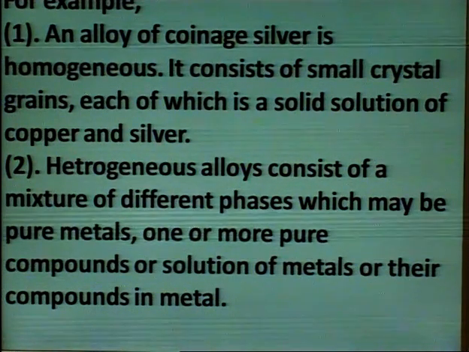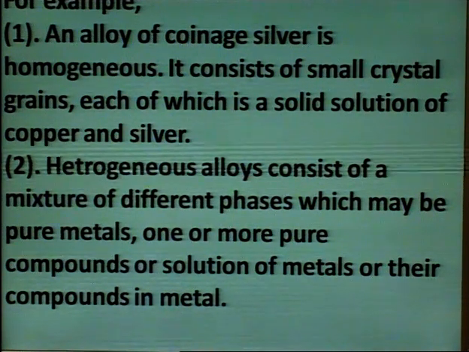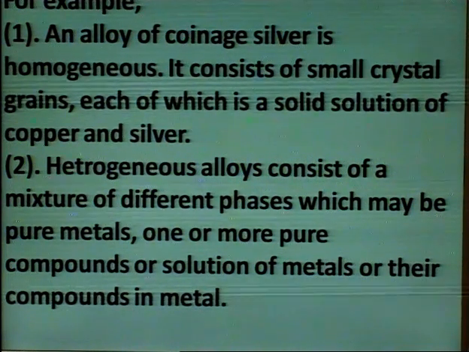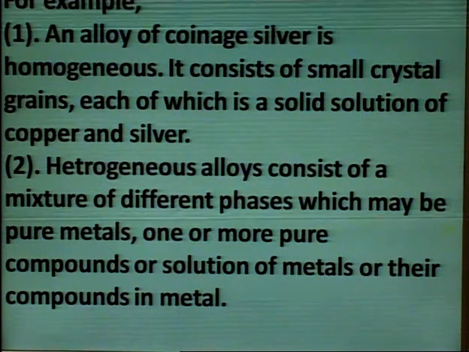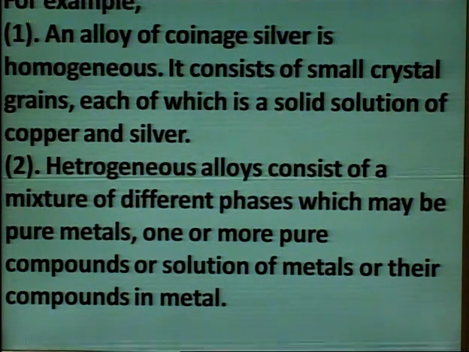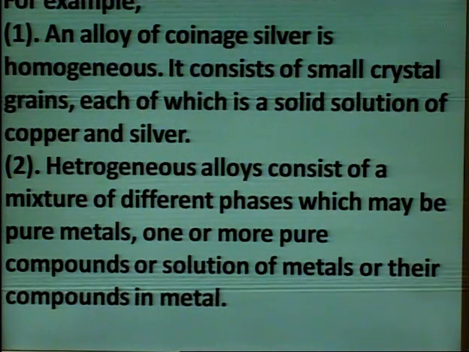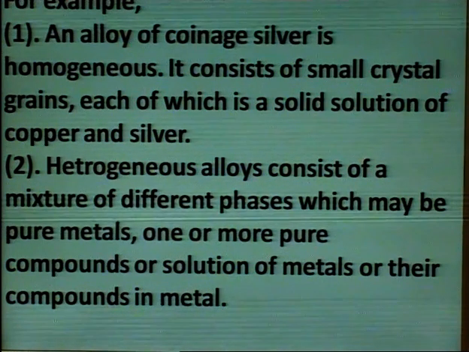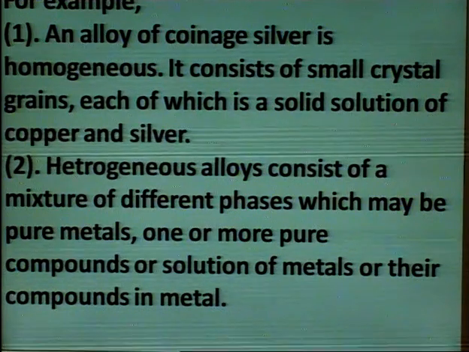An alloy of coinage silver is homogeneous. It consists of small crystal grains, each of which is a solid solution of copper and silver. Heterogeneous alloys consist of a mixture of different phases which may be pure metals, pure compounds or solutions of metals or their compounds in metals.